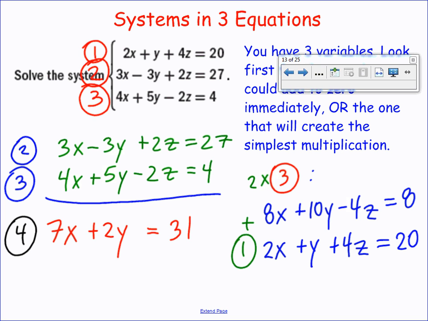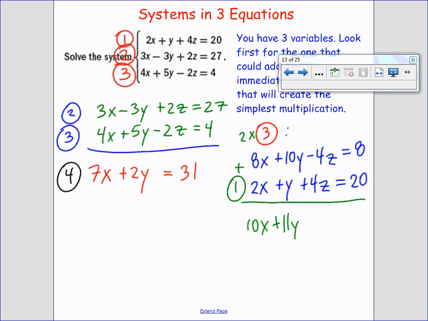In Blake's strategy, we've created exact opposites in the z terms again. It needs to be the same variable, but we've done so using a different pairing of equations. So let's eliminate those z terms by adding, again, top to bottom. Here we go. 8x plus 2x is 10x. 10y plus y is plus 11y. Negative 4z plus 4z is 0. We've eliminated the z's again, and 8 plus 20 is 28. In this way, we've created a new system. We'll call this equation 5.